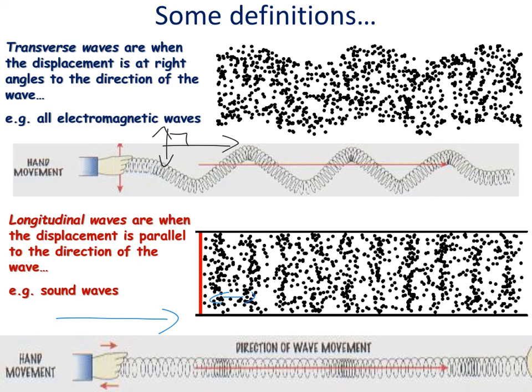Examples of longitudinal waves include sound waves. Examples of longitudinal waves include primary seismic waves, whereas you need to remember that secondary seismic waves are transverse.